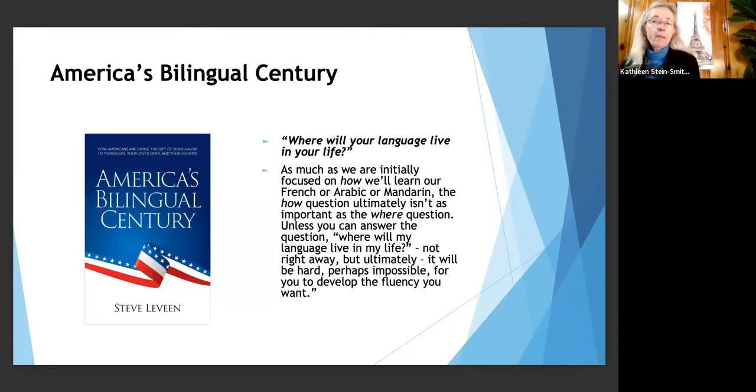Another great book published this past year, 2021, is America's Bilingual Century. Okay, and a critical question is, where will your language live in your life? As Americans who may be accustomed to speaking only English, how are we going to make room for that other language so that we can either learn a new language, learn a forgotten heritage language, or learn a language that we are interested in?